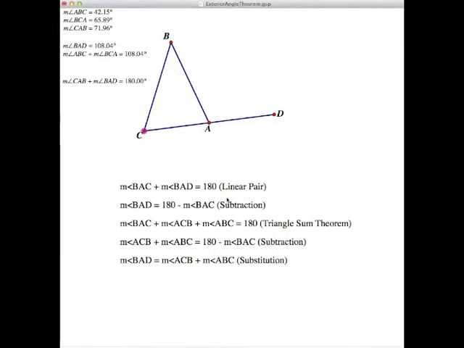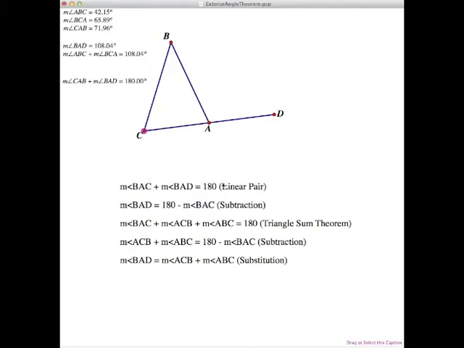So I'm going to use simple subtraction and subtract the measure of BAC from the left side of the equal sign, move it over to the right. I get the measure of BAD, the exterior angle, is equal to 180 minus the measure of BAC, just by subtracting this value over onto this side.